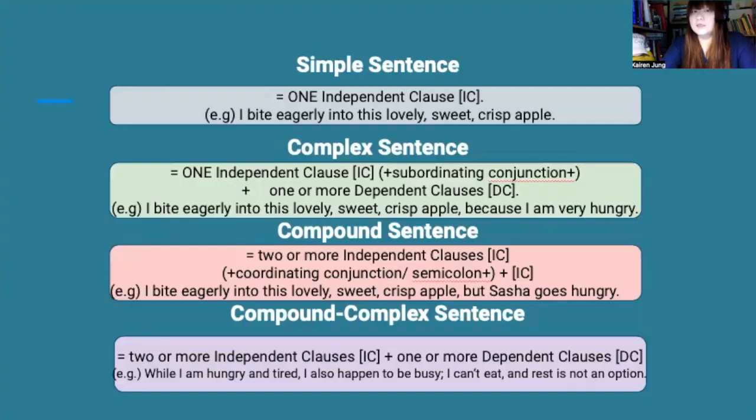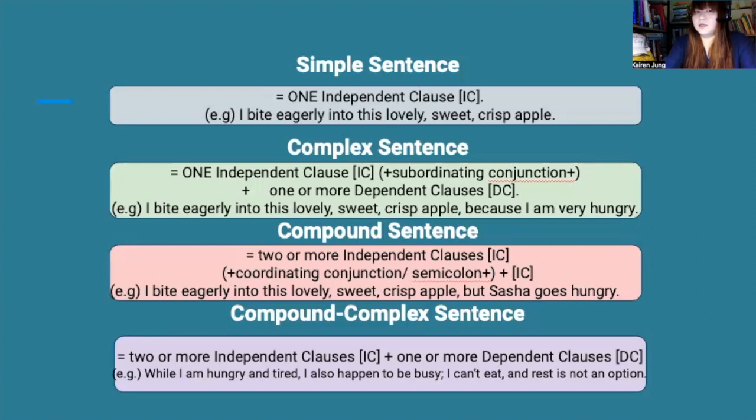To sum up, a simple sentence is 1 independent clause. For example, I bite eagerly into this lovely, sweet, crisp apple. A complex sentence is one independent clause plus a subordinating conjunction that begins one or more dependent clauses. For example, I bite eagerly into this lovely, sweet, crisp apple because I am very hungry.